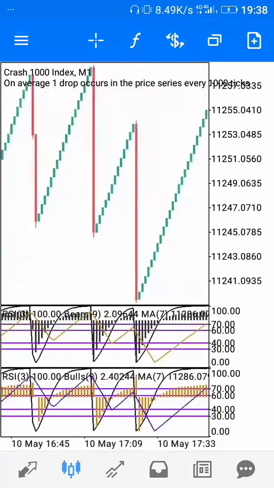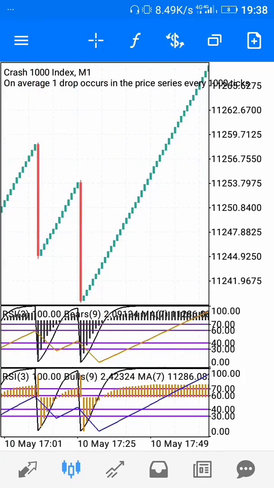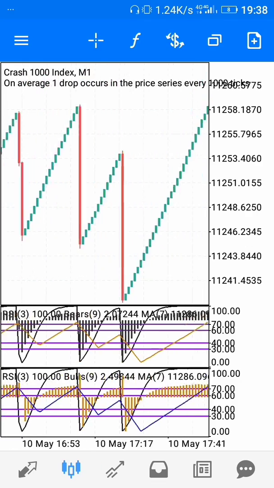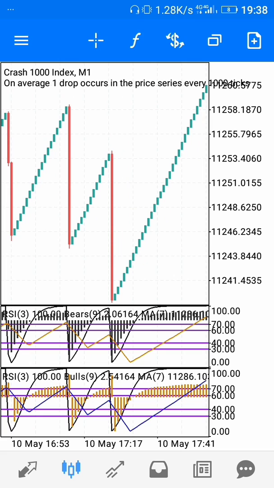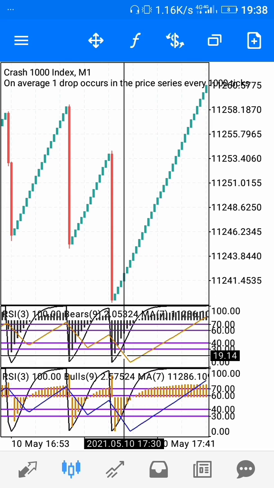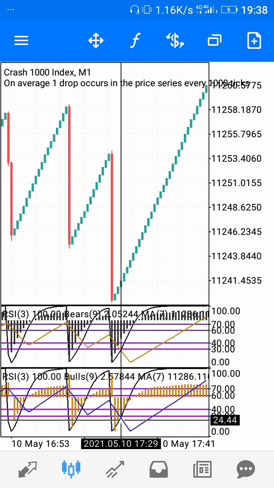Okay guys, this is crash market, and remember that on crash we are considering the second indicator window, and whatever I said for boom, the opposite is the case here on crash. So this was a perfect market, and we missed it.